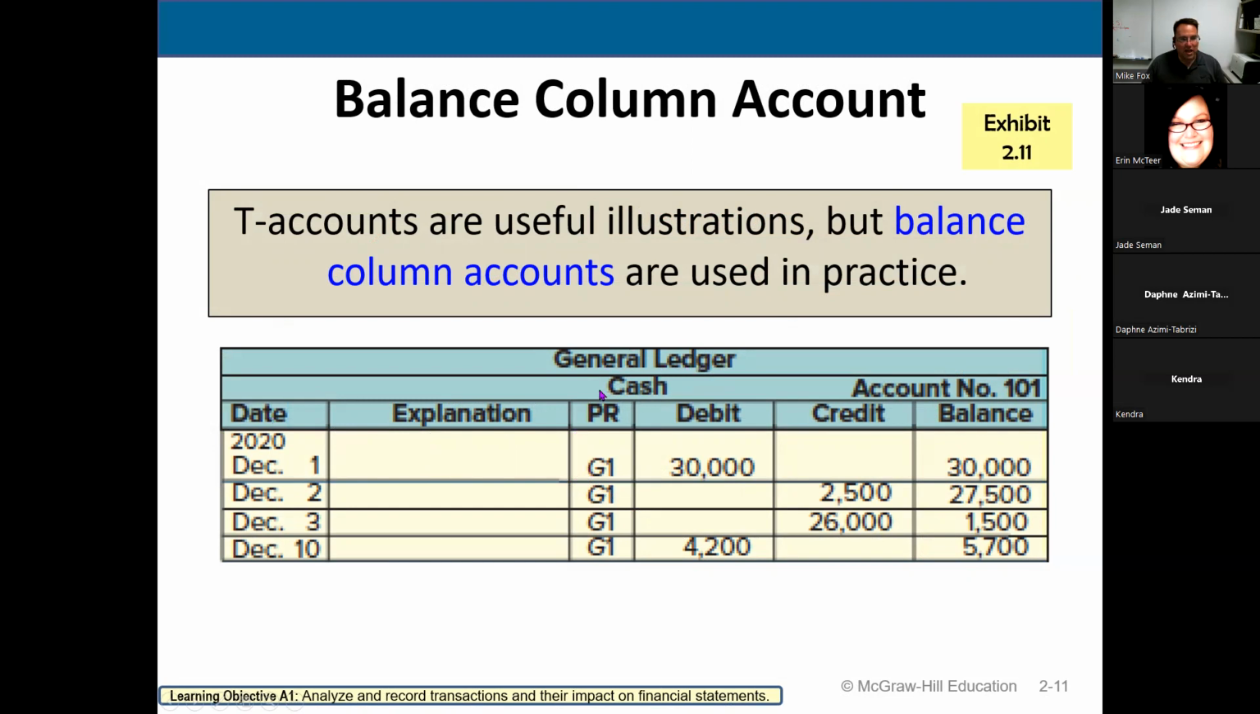So you can see this is the cash account. Cash was debited 30,000, and then it was credited 2,500, and so the balance is, in this case, a debit balance because it's an asset account. Then it was credited 26,000, leaving us with 1,500. Then it was debited 4,200. So on these types of general ledgers, you'll see a balance that's constantly updated with each entry.